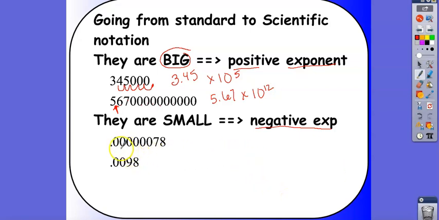Okay, this is a small number. It's less than 1. I'm going to move it 1, 2, 3, 4, 5, 6, 7, because that's where I want the decimal to be. And look, it's a small number, so it's going to be a -7. This one, I want the decimal to be right there. 1, 2, 3.